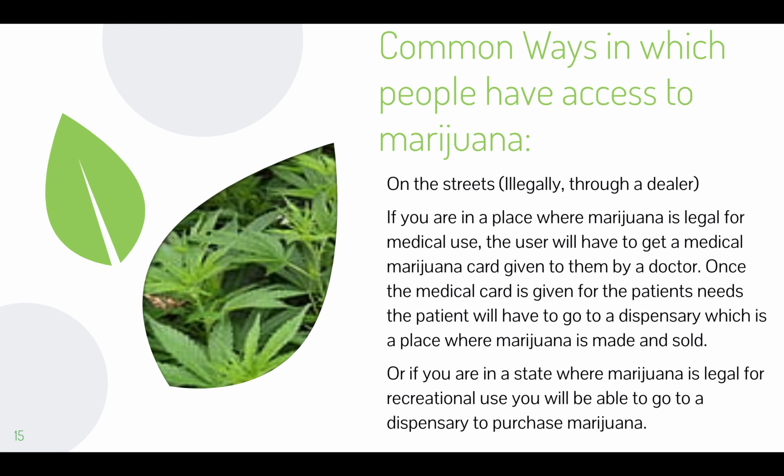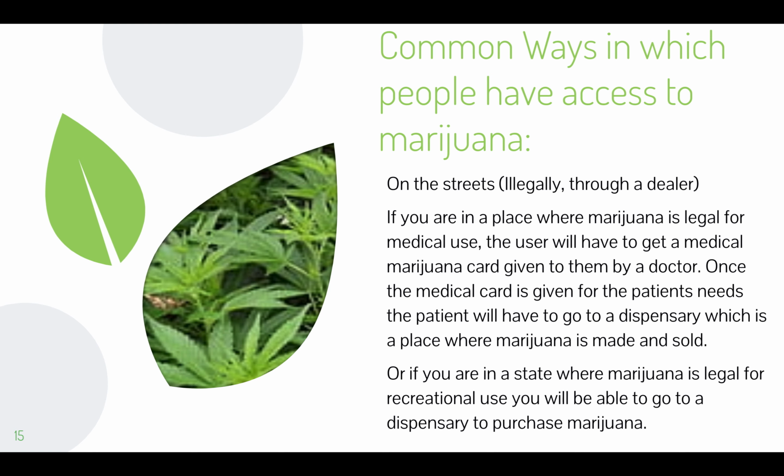Common ways in which people have access to marijuana. One of the ways is on the streets illegally through a dealer. So if the state that you live in does not have legal use for marijuana or medicinal use, most of the time people will go through dealers on the streets to get it illegally.